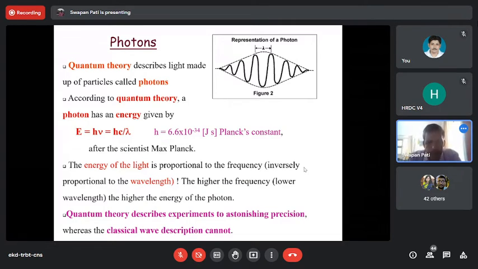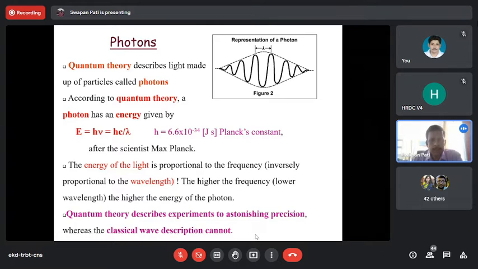Bose. Okay, Satyendranath Bose. According to quantum theory, a photon has an energy given by E equals h nu equals hc by lambda, after the scientist Max Planck. The energy of the light is proportional to the frequency, inversely proportional to the wavelength. The higher the frequency, the lower the wavelength, the higher is the energy of the photon. In fact, the quantum theory describes experiments to astonishing precision, whereas the classical wave description cannot, for these atomic systems, atoms or molecules.